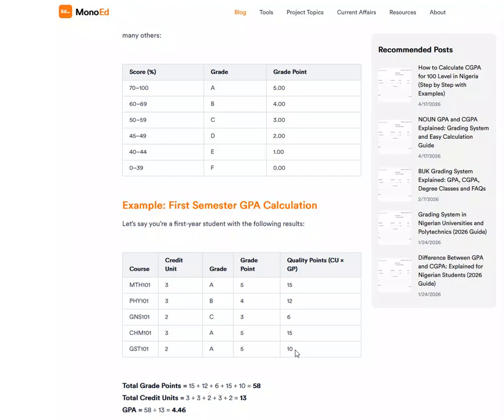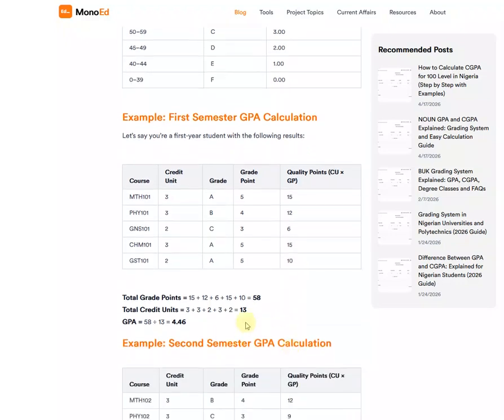Now, because I'm speaking from experience, and I graduated with first class, these are things that I learned along the way, and I'm trying to share so that you guys don't make the same mistake that I made in some of my semesters.